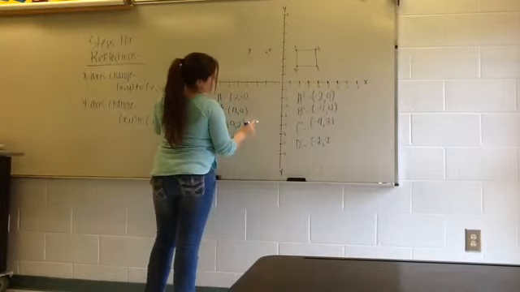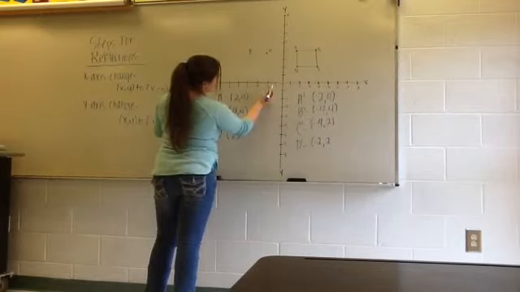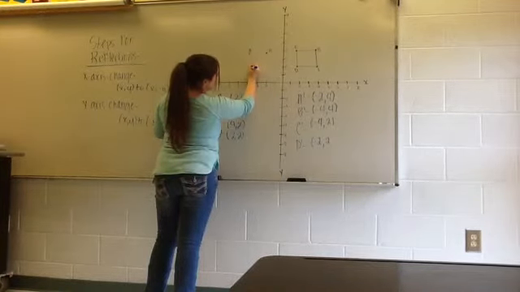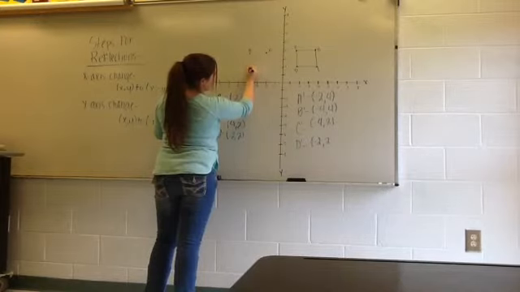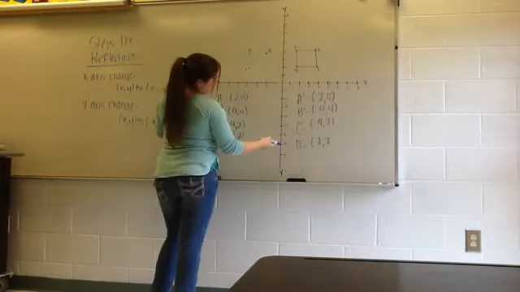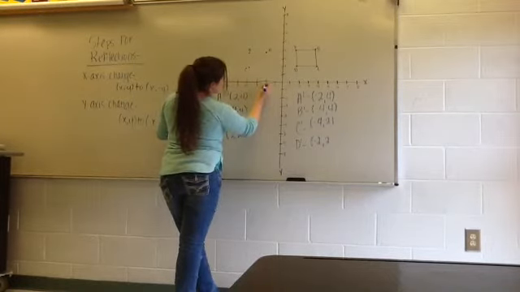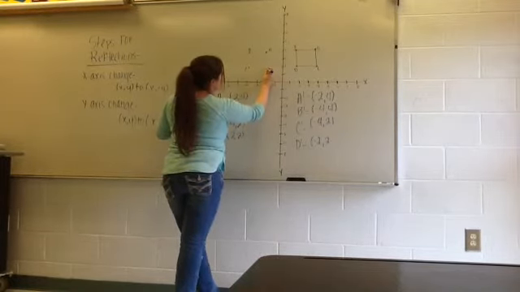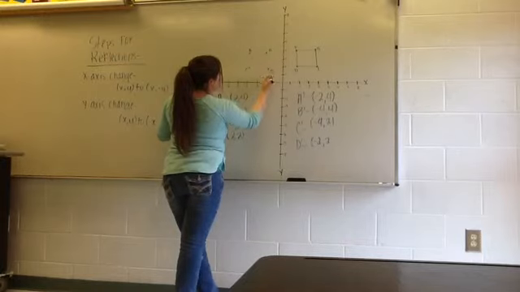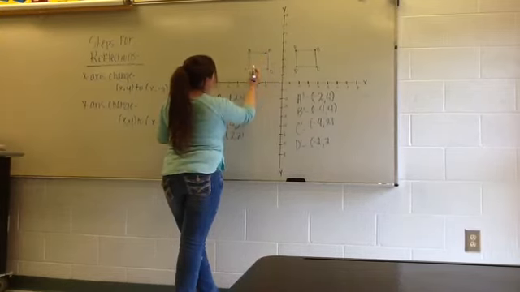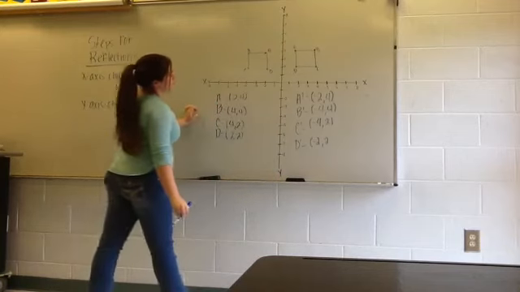For C, it's at -4, 2, so we're going to go over to -4 and up 2. And that's our new C coordinate. And for D, we have -2, 2, so we're going to go over to -2 and up 2. And that's our new D coordinate. So now we're going to connect our points. And that's our reflected image across the y-axis.